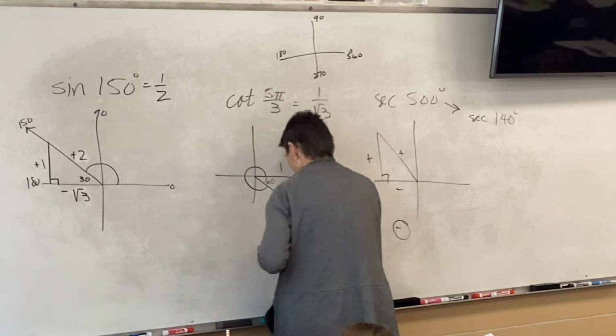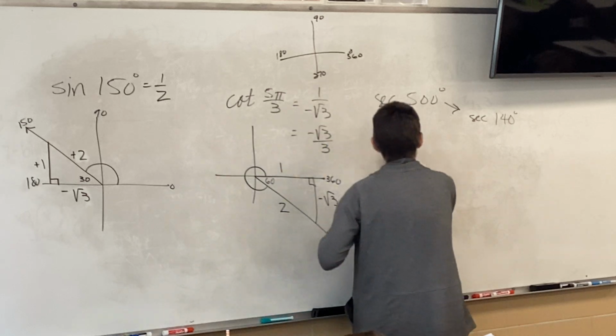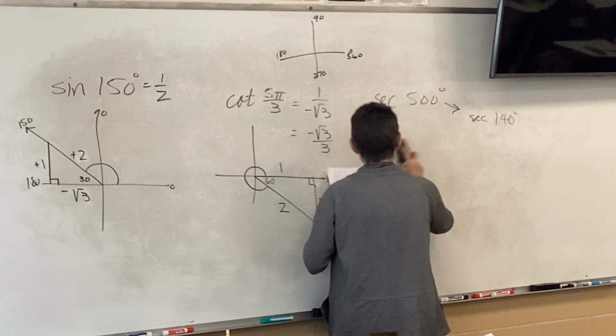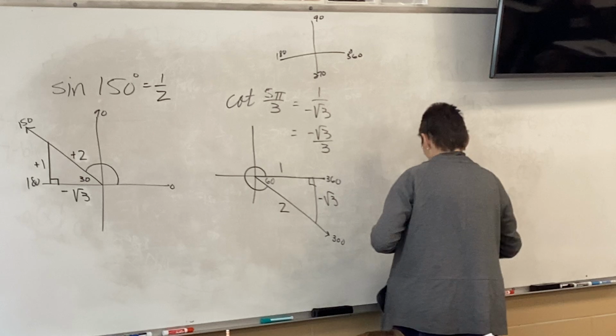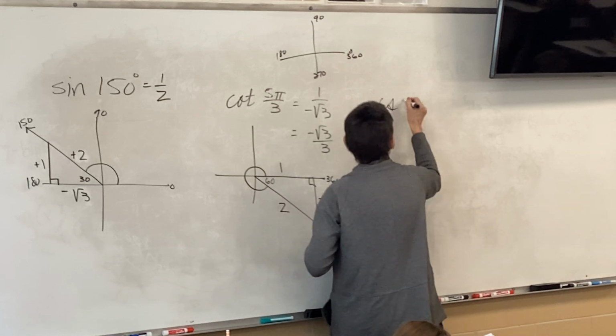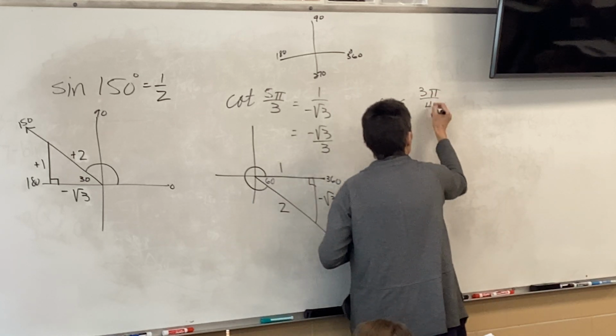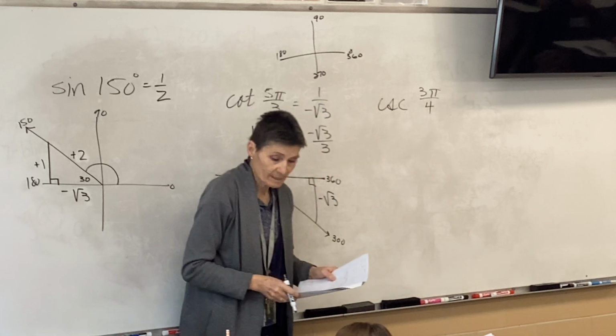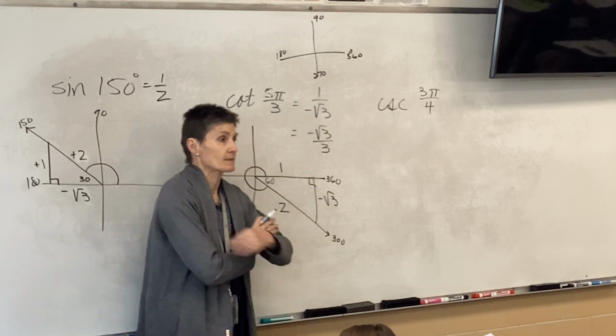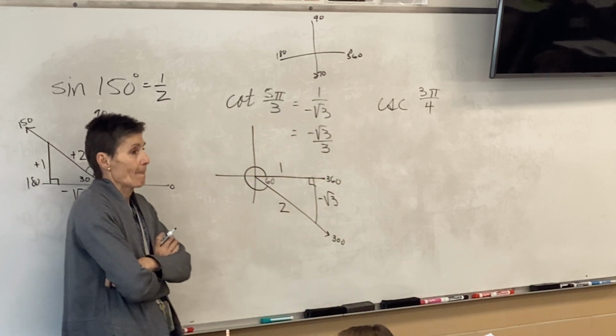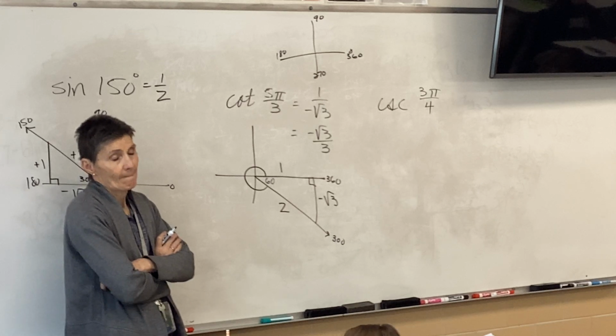All right, one more. Cosecant 3 pi over 4. Go at it on your own. Let's see what you come up with. Saying I don't know is not an option. Let's start working on it. I know what it is, I just don't know what the difference is.